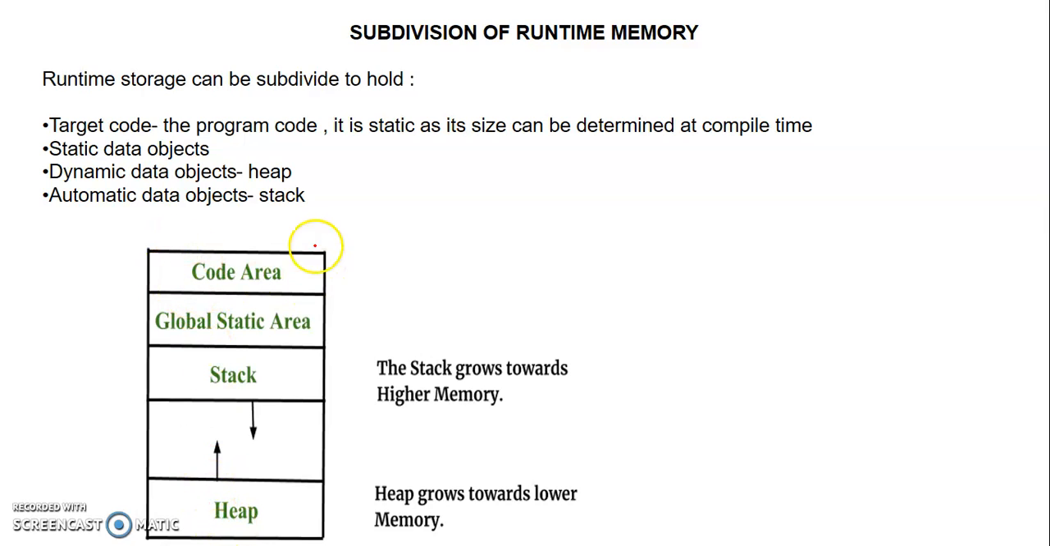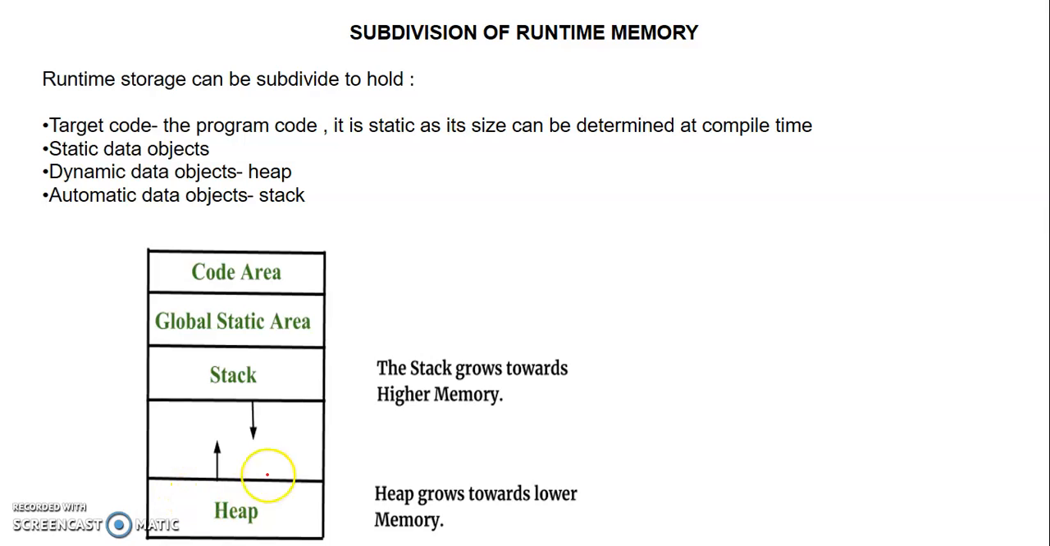So we have the memory, and this memory has four logical sections. First is the code area, second is the static area, third is the stack area, and fourth is the heap area. The heap grows towards the lower memory addresses, and the stack grows towards the higher memory addresses. Memory is organized into words, and words have addresses.